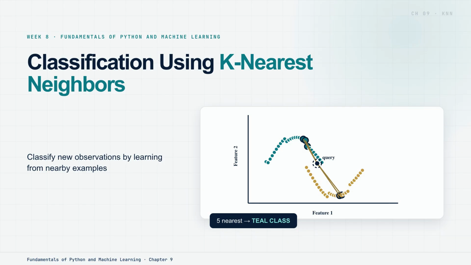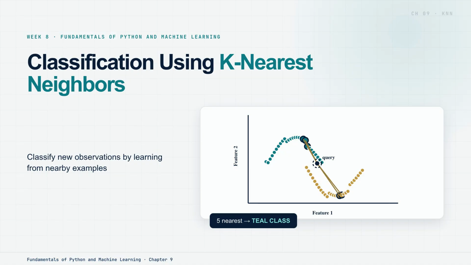In the previous classification lesson, logistic regression learned coefficients and used a mathematical function to estimate class probabilities. K-nearest neighbors takes a different approach. Instead of learning one global equation, KNN compares a new observation with labeled examples from the training data. It finds the nearest neighbors and uses their classes to make a prediction.